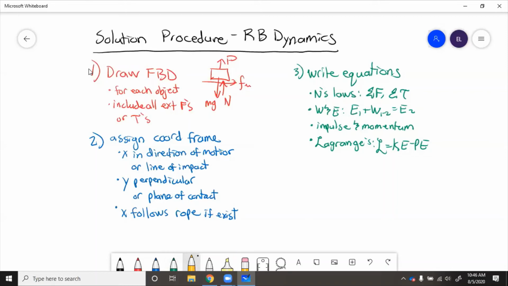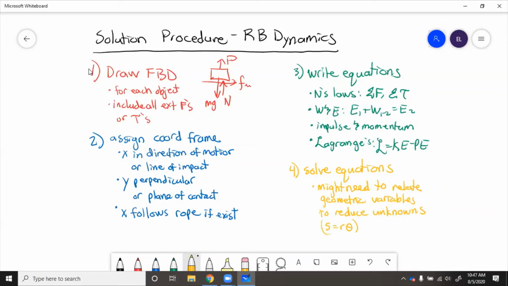And then finally, solve the equations. So you might need to rearrange or consolidate variables by kind of getting clever with geometry. Example of this is S equals R theta, or something like that. Now, how do we know what approach to use to solve a problem?